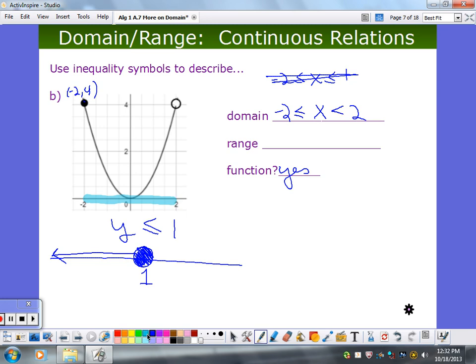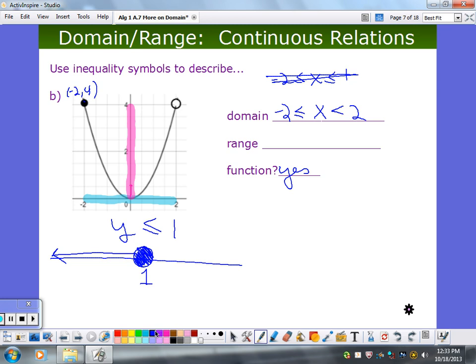So how about range now? Let's look at range. I'm traveling on the y-axis now, right? I see nothing. Oh look, something. I'm seeing stuff, and now I'm stopping seeing stuff. So what is my range? In words, don't worry so much about the equality. In words, the range is between 0 and 4.